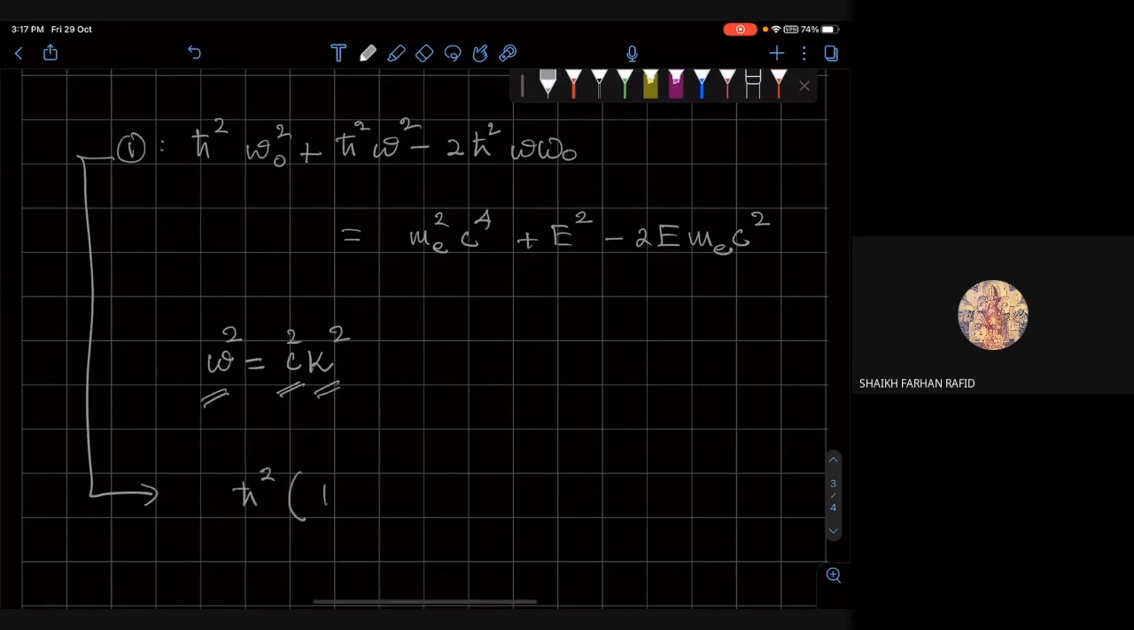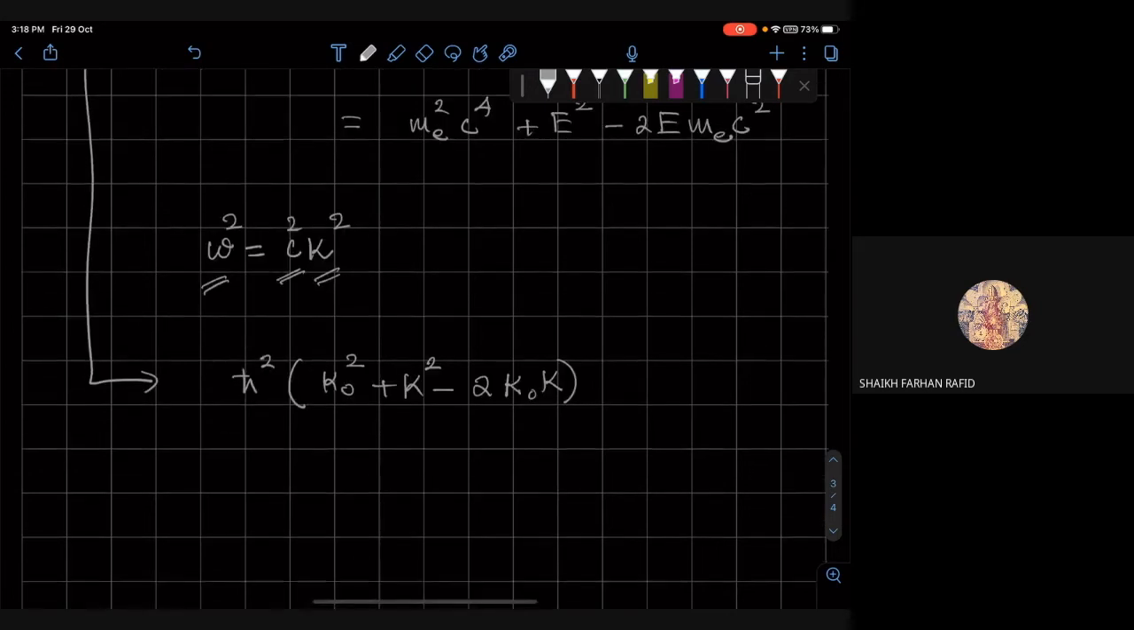Inside the bracket, we have the wave number k0 squared plus k squared minus 2 k0 k, the modulus of k and k0. And on the right-hand side, we have nothing new. We just keep things as they are: me c to the power 4 plus e squared minus 2e me c squared, okay? So this is from equation 1.